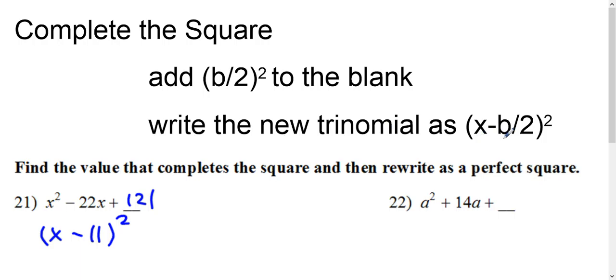Now, notice that b over 2, 22 divided by 2, we got 11 before we squared it. That is what will be in the back of the parentheses. That will always work that way with completing the square. So we're going to take half of b over 2, so that's 7 squared is 49. And now when we complete the square, it will be a plus 7 squared.